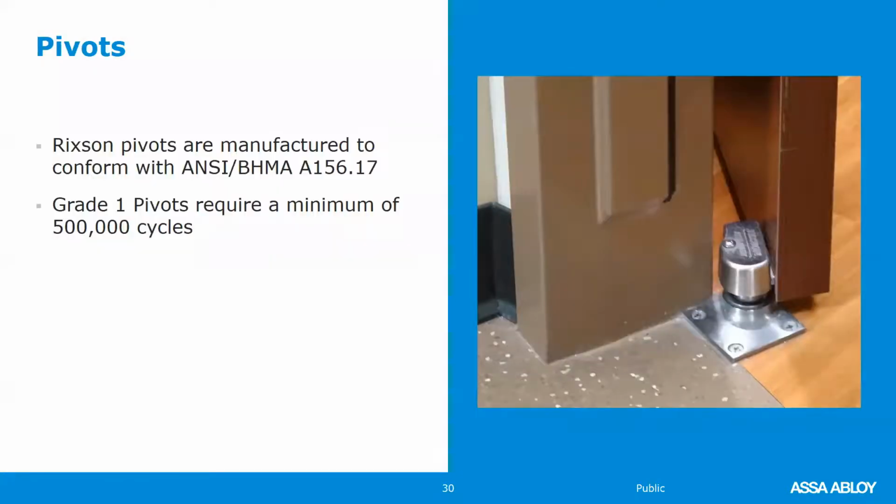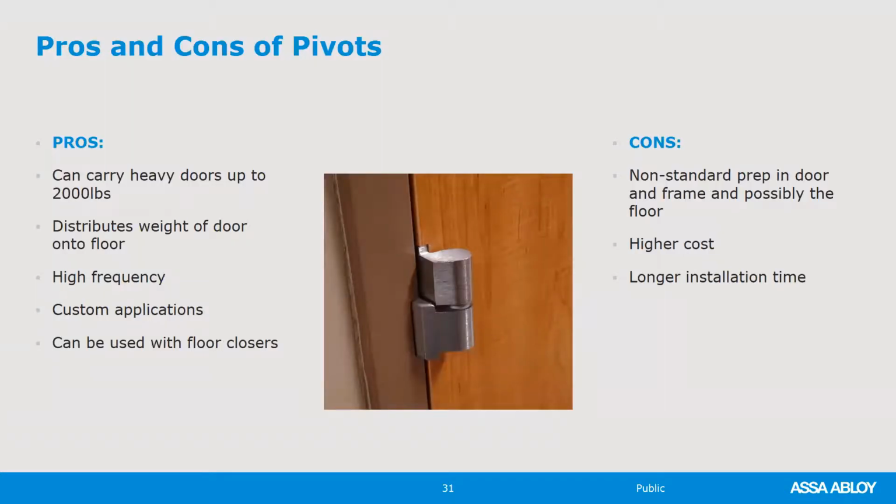Pivots are the 3rd way that we can hang doors, and you'll see pivot sets used throughout hospitals. Rixson is the OEM manufacturer that makes pivots which conform to ANSI BHMA, and a grade 1 pivot requires a minimum of 500,000 cycles. Some of the pros, they're great for carrying heavy doors up to 2,000 pounds, and depending on your configuration, you could also send Rixson a note with the design and show them exactly what you need. They may be able to engineer something that will work for you.